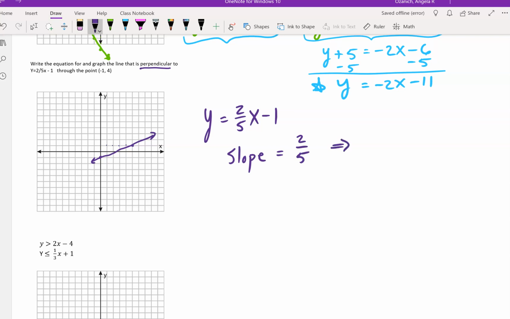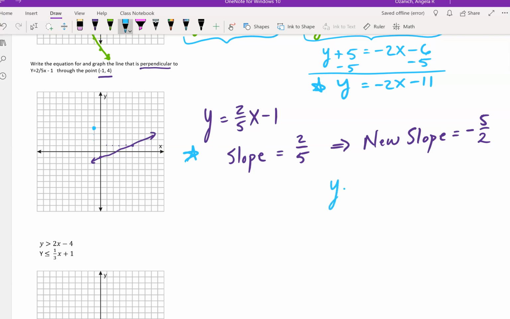So the new slope of the line perpendicular is actually going to be negative 5/2. Okay, so we have our slope, and we have this point, negative 1, 4. I can just use this information over here to write my equation. Watch how I do that.